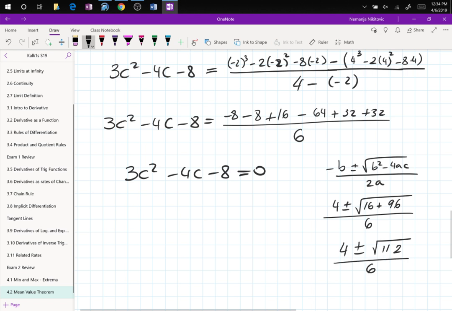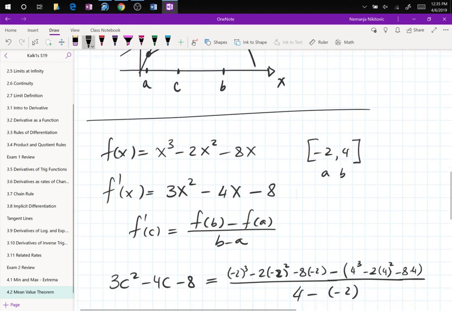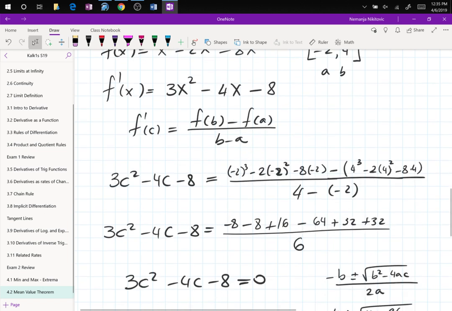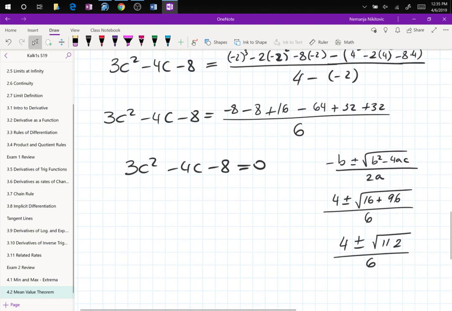I don't like it. What's my derivative? 3, 4, 8. Did I copy this right? 3, 2, 8. Yeah, well, tough luck. It doesn't work out. c is not a pleasant value, but such is life, right?